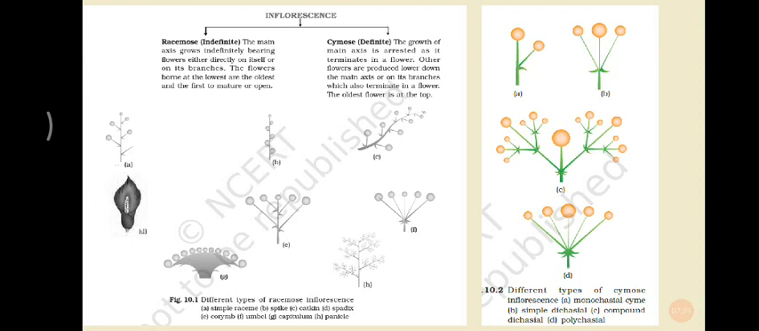Then there is another type of cymose, where the whole inflorescence has a single flower. When I say inflorescence, generally we think of a bunch of flowers, but in the case of cymose, there are certain cases where the whole inflorescence has only one flower. That is called a solitary cyme. We are going to study that in the family Solanaceae. So this is nothing but the inflorescence.